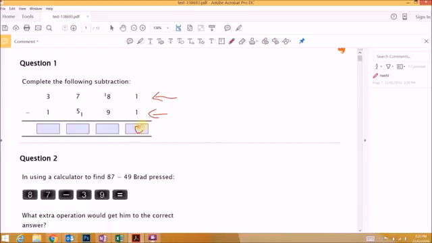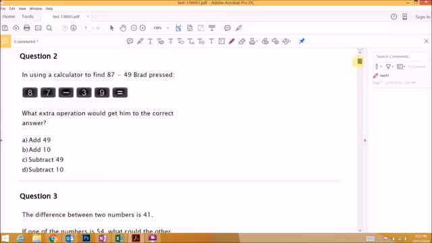So 1 take 1 is 0. 8 take away 9 we can't do, so we have to borrow. Alright, so there's our 18. 18 take 9 is 9. 6 take away 5 is going to be 1, and our 3 take 1 is 2. So that's our answer for that one. Let's go down to the next one.